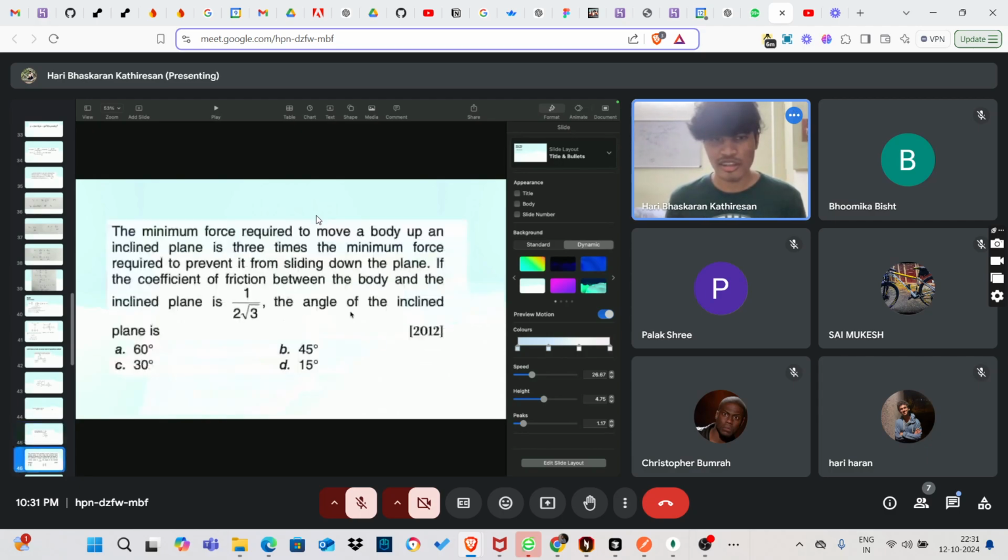Let's get to the next question. It says the minimum force required to move a body up an inclined plane is 3 times the force required to prevent it from sliding down the plane. If the coefficient of friction between the plane and the body is 1 by 2 root 3, then find the angle of the inclined plane. So yeah, just tell me your approach first. How do you approach this?